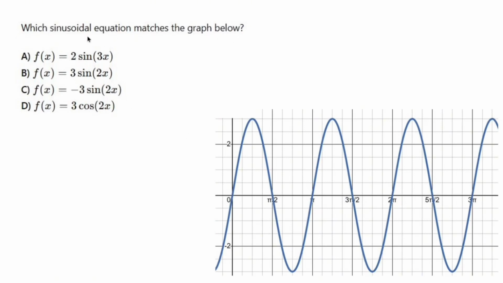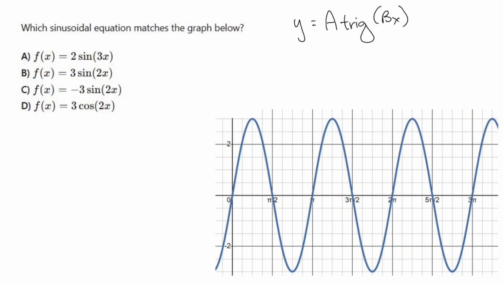Which sinusoidal equation matches the graph below? Here's my picture, and it looks like I'm not only dealing with amplitude stuff, but I'm dealing with periodic stuff, like I'm changing the number in here. So let's compare it to this function, y equals a times whatever trig function we're dealing with, and then leave it at bx. Now, in later sections, you will have stuff going on inside and outside the parentheses. That has to do with a vertical or horizontal shift. We're not dealing with that here.